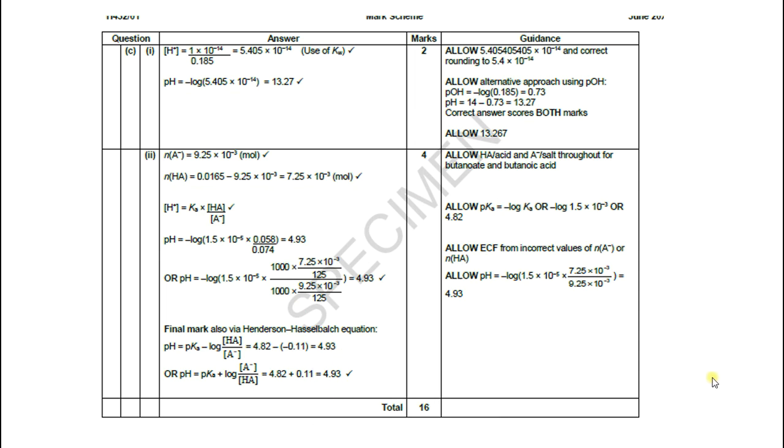So have a look through. Hopefully this will help in your preparation, and hopefully this helps in your revision. Keep pause whenever you want to. We'll keep going with some harder problems.